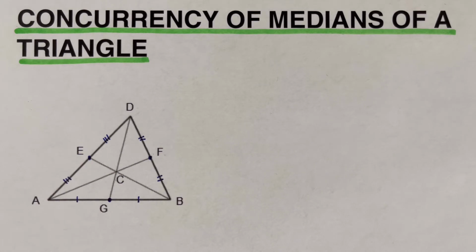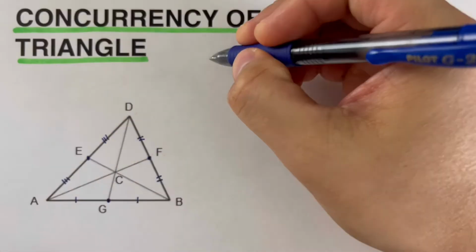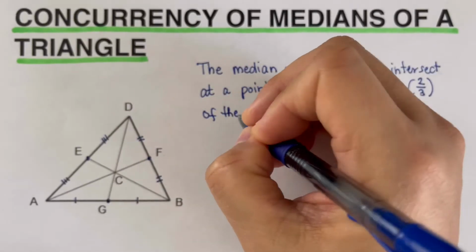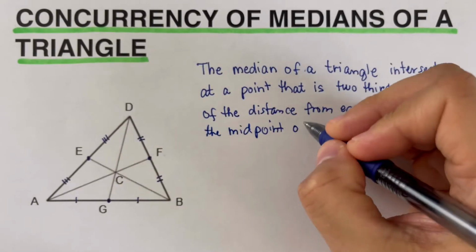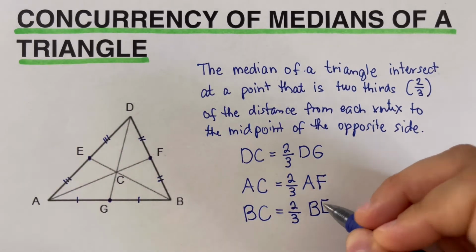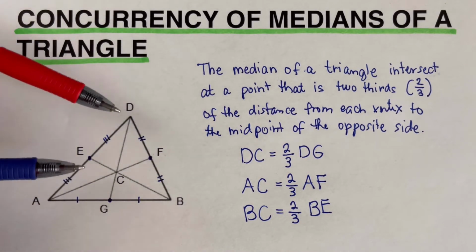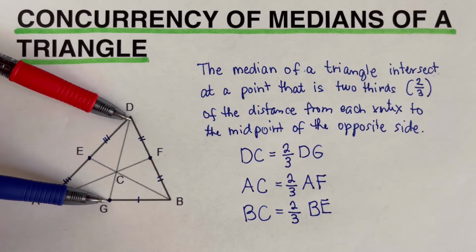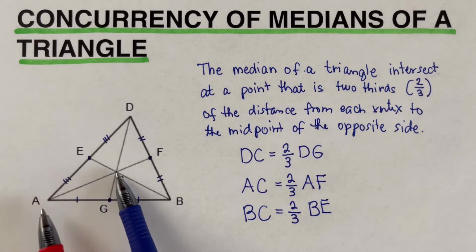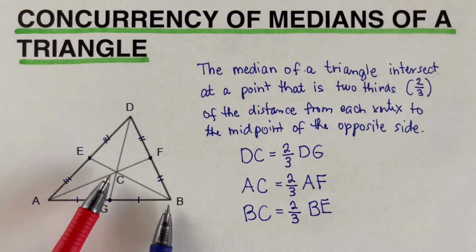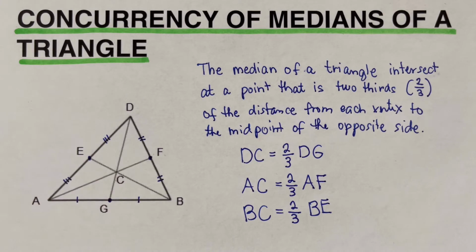So I'm just going to go ahead and write that statement up here. This formula tells us that the length of DC is actually 2/3 of the whole thing. The length of AC is 2/3 of the whole thing. And the length of BC is 2/3 of the whole thing. Now let's take some examples.